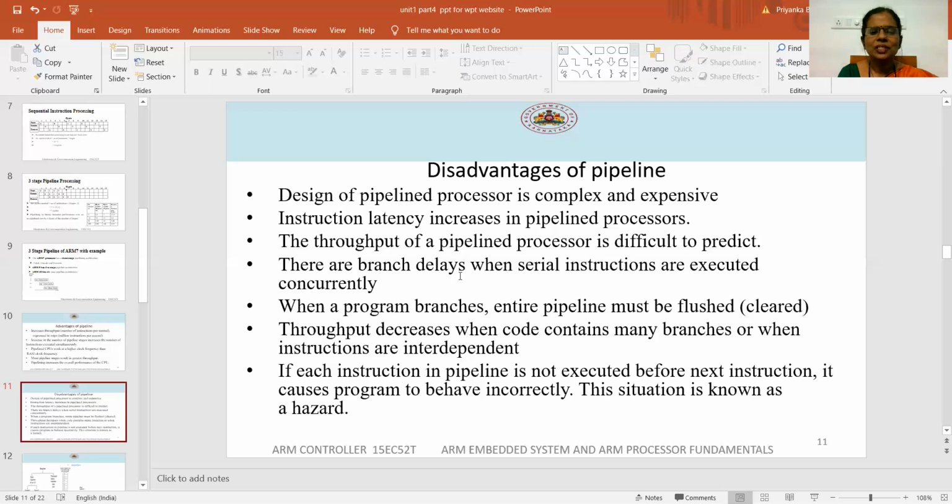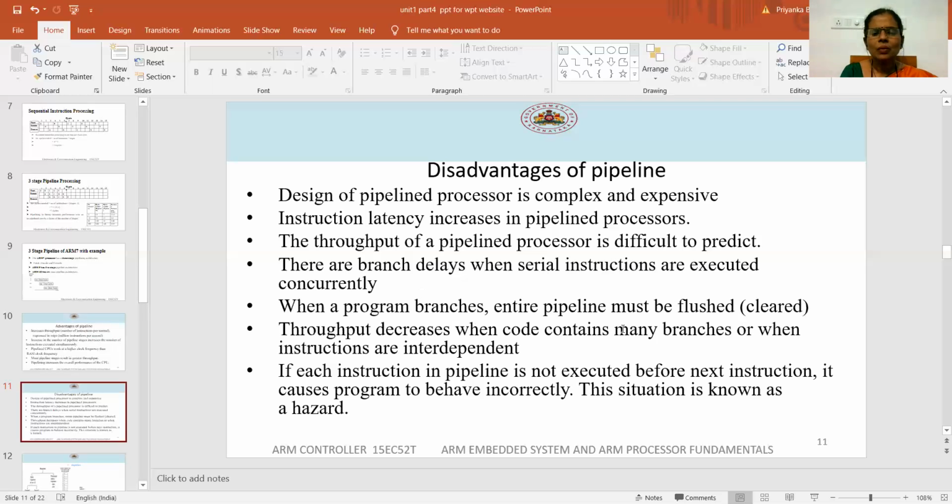So there are branch delays when serial instructions are executed concurrently. When a program branches, the entire pipeline must be flushed or cleared, because if it is a branch, it has to go to that place, and from that place whatever instructions are there are executed. So during that time the pipeline must be cleared in order to fill the new instruction. So whenever the program branches, the entire pipeline must be cleared. This becomes the drawback or the disadvantage.